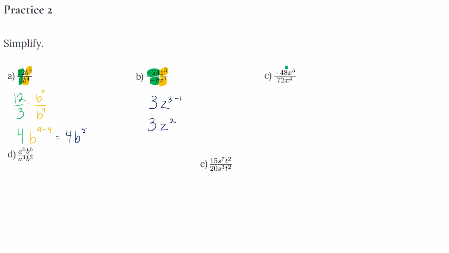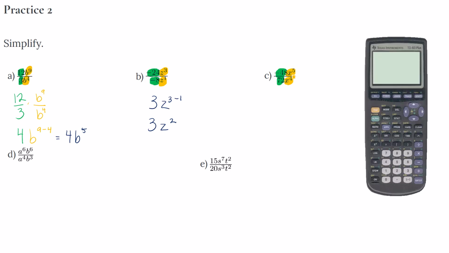With c, I'm going to be simplifying my coefficients together, and then also my power with an x and my power with an x. You'll notice that negative 48 and 72 don't evenly divide like the coefficients did in a and b. So instead of just evenly dividing them, we'll have to take this fraction and reduce it. So I'm actually going to reduce it in my calculator. So negative 48 divided by 72.